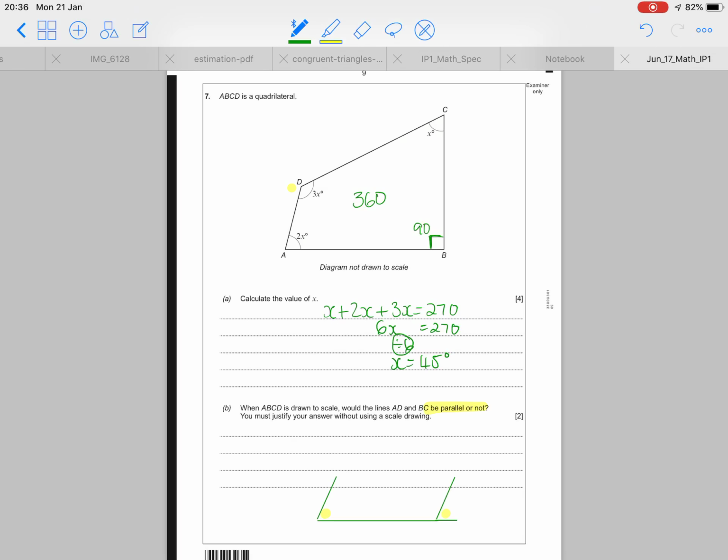I can see from the picture that this one is already 90, and 2x here, 2 times 45, would also be 90, meaning that I do have a pair of parallel sides, because the angle at A and the angle at B would be corresponding angles. Angles at A and B are corresponding, therefore parallel.